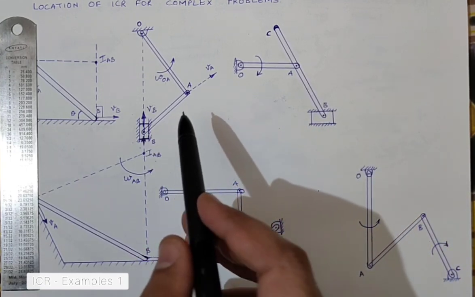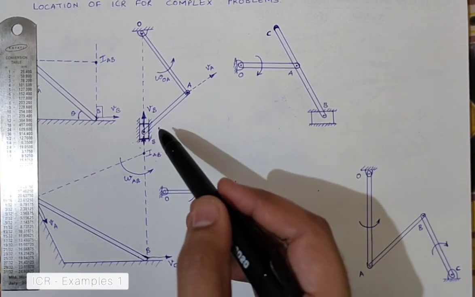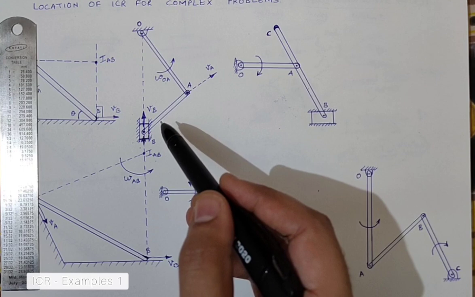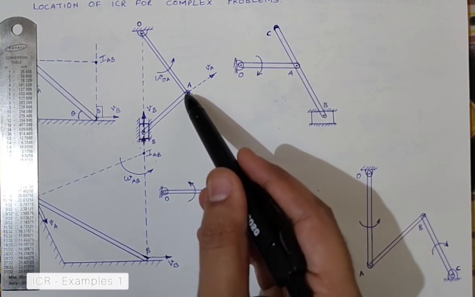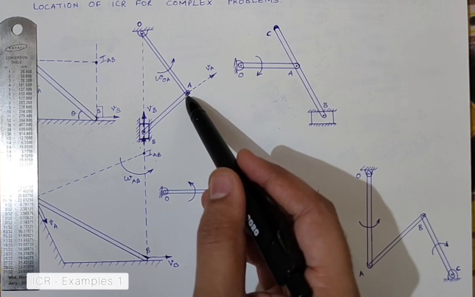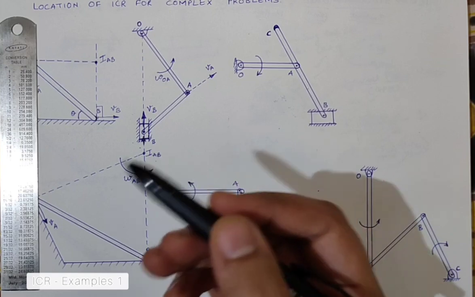We will just understand that it is the link AB, which is the connecting rod, that is not simply rotating or simply translating. It is a combination of both. Why? Because point A is purely rotational and point B is purely translation. So how do we do that now?